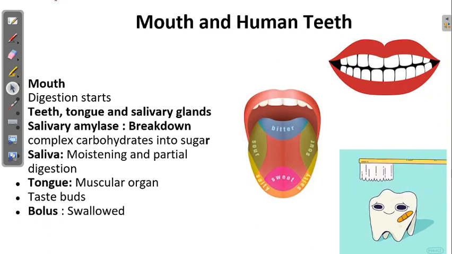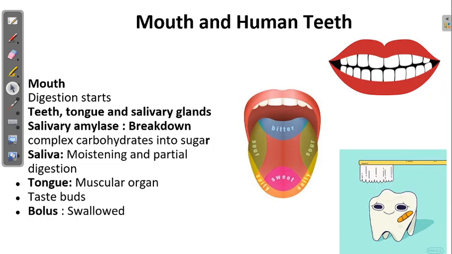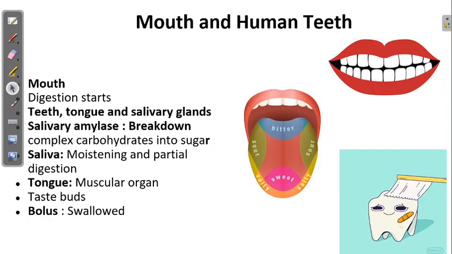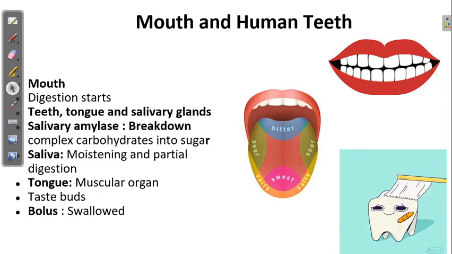So the mouth consists of three important things. You have teeth, tongue, and salivary glands. Remember, in the mouth you have three important things which help in digestion: teeth, tongue, and salivary glands. And remember one more thing: digestion, in other words the breaking down of substances, starts in the mouth itself. Now we are going to see the function of teeth, tongue, and salivary glands.